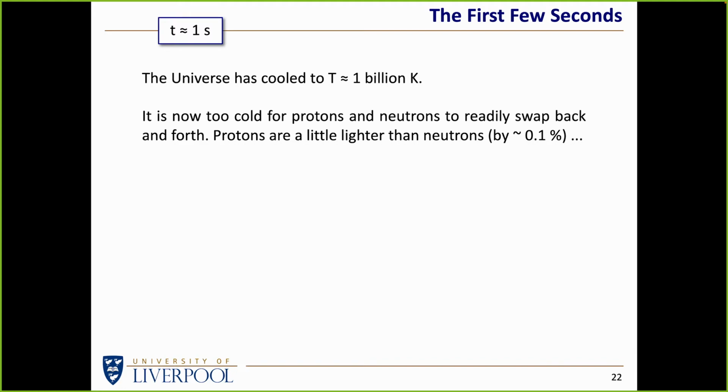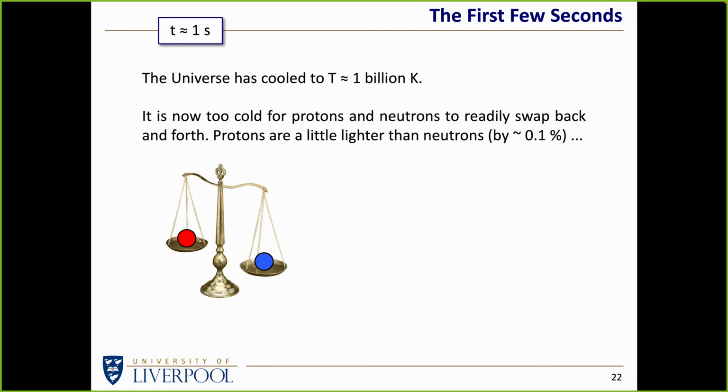Why is that? Because protons are a little bit lighter than neutrons. They are about 0.1% lighter. How do we know that? Because we can measure it in the laboratory. And as far as we can tell, a proton and neutron that we measure today are exactly the same as protons and neutrons that existed 1 second after the Big Bang.